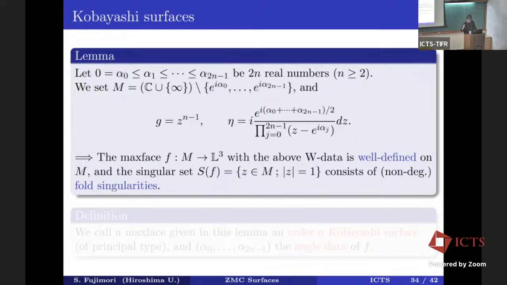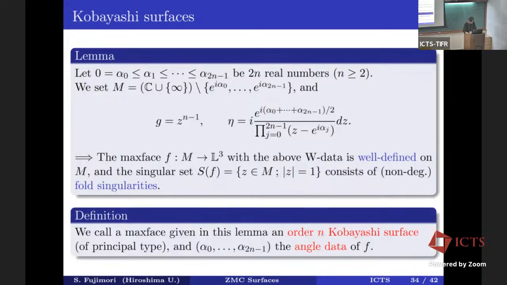Okay. So as a minimal surface in R3, the period problem is not solved. But as a maximal surface, the period problem is solved. And the singular set is this unit circle. And the singular set consists of non-degenerate fold singularities. So all of the singularities are fold singularities. So we call the maxface given with this data the order n Kobayashi surface, and these data are the angle data of F. Okay.